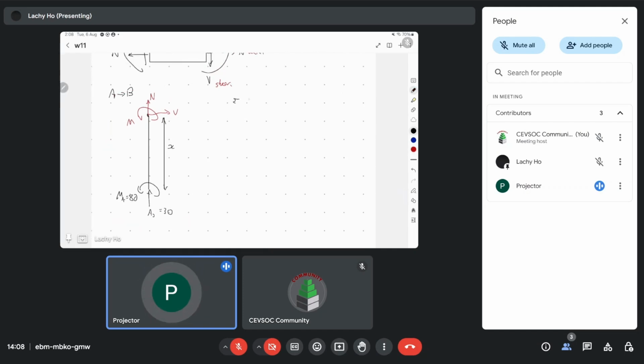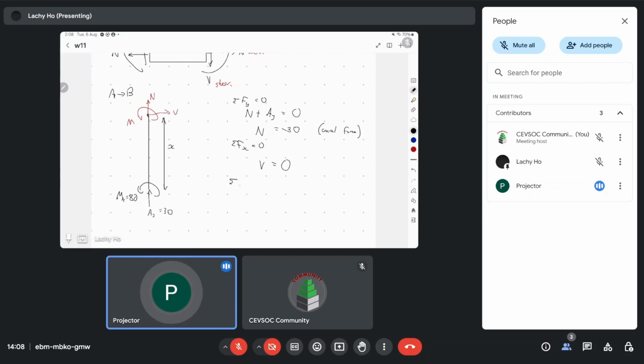So let's solve it. Sum of the forces in the y direction equals 0. We have N plus AY equals 0, so N equals minus 30. That means our axial force is negative. Let's do our x direction. There's no forces in the x direction, so V equals 0.